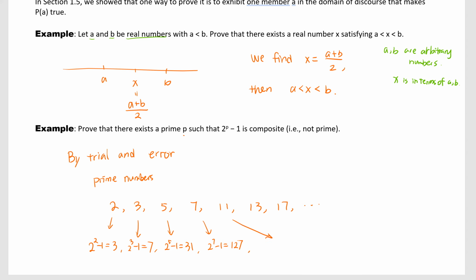Okay, and 2 to the 11 minus 1. You know 2 to the 10 is 1024. I see this number a couple of times. So 2 to the 11 is 2048. 2048 minus 1 is 2047. Is this a prime or not? Actually, this is not a prime. It's a composite. It equals 23 times 89.